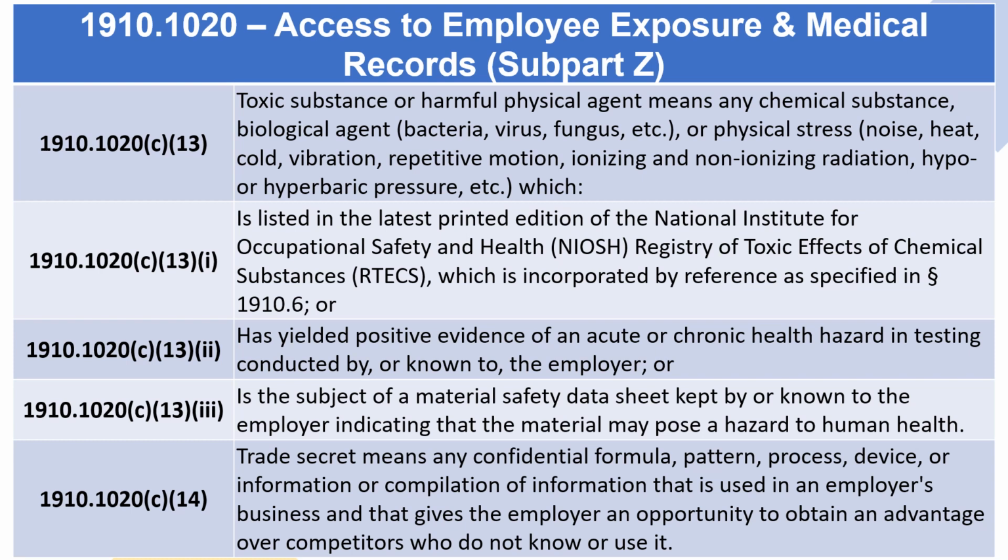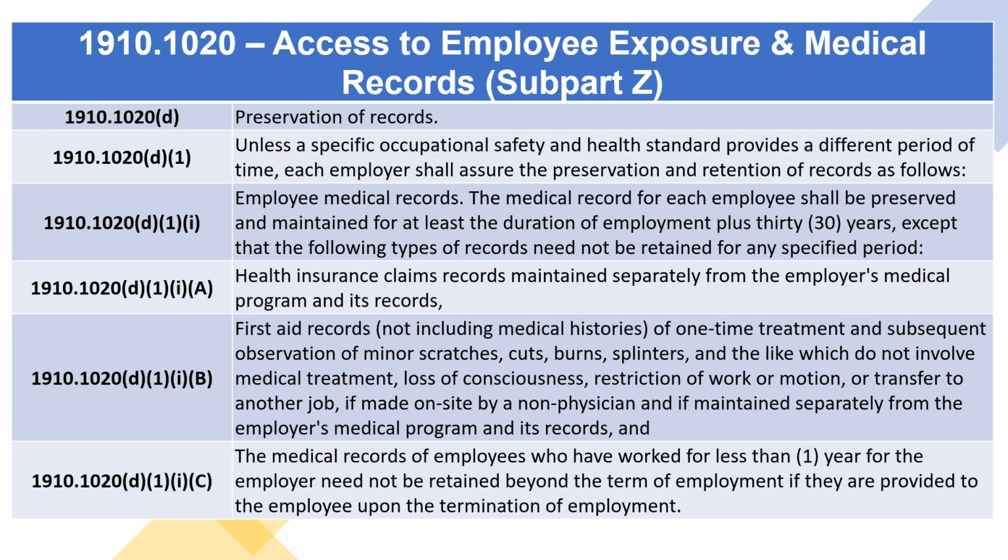1910.1020(c)(14) Trade secret means any confidential formula, pattern, process, device, or information or compilation of information that is used in an employer's business and that gives the employer an opportunity to obtain an advantage over competitors who do not know or use it. 1910.1020(d) Preservation of records. 1910.1020(d)(1) Unless a specific occupational safety and health standard provides a different period of time, each employer shall assure the preservation and retention of records as follows.